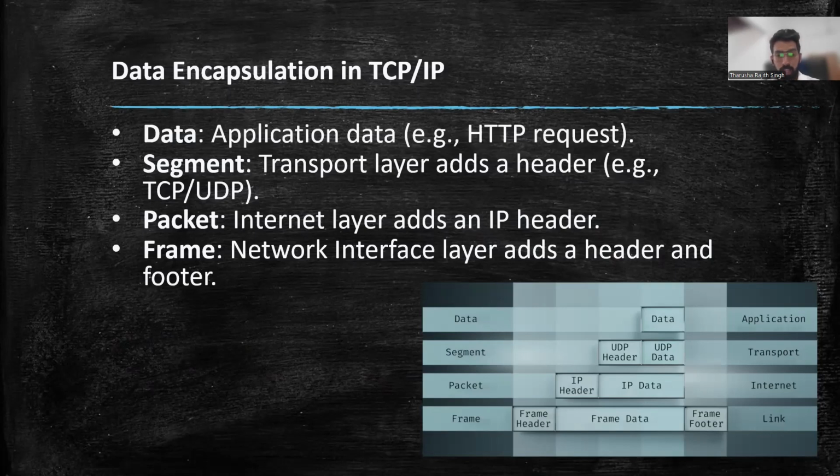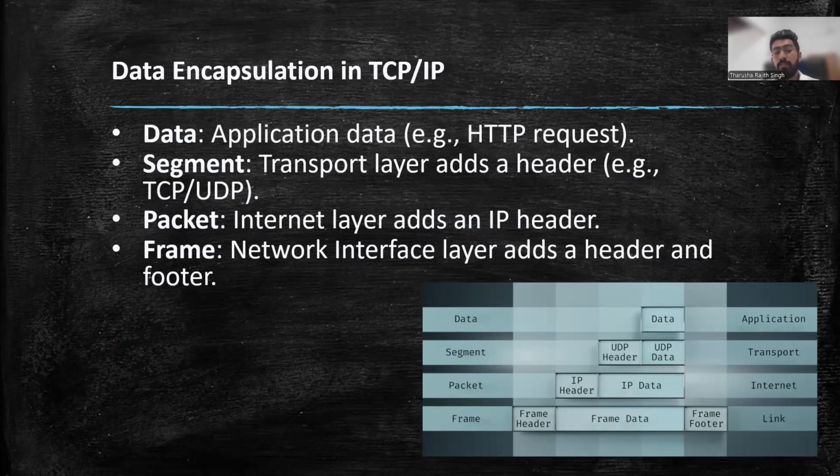The last one is frame. Finally, at the network interface layer, a header and footer are added, creating a frame. The header includes the source and destination MAC addresses, while the footer typically contains error checking information like a CRC.